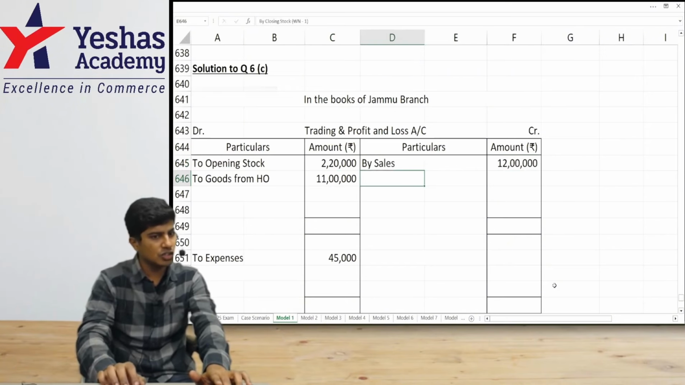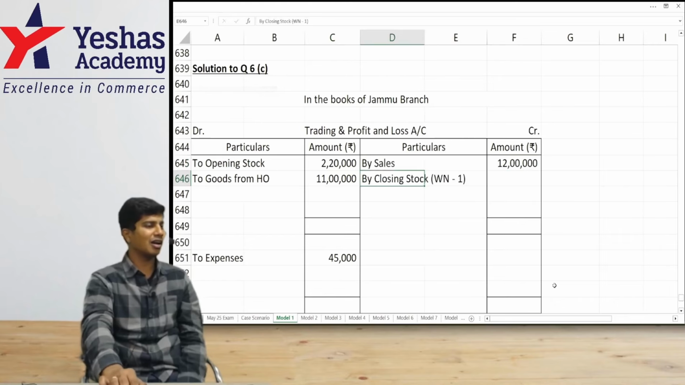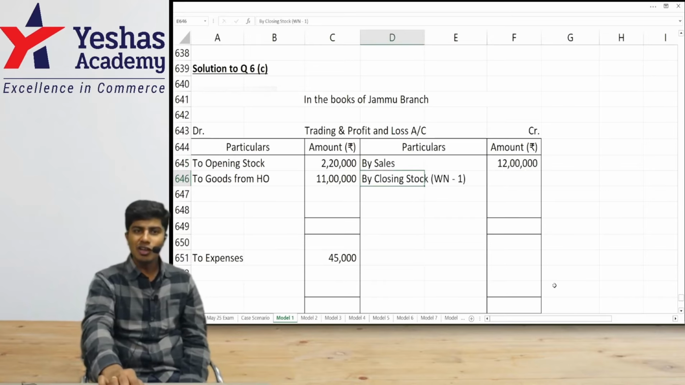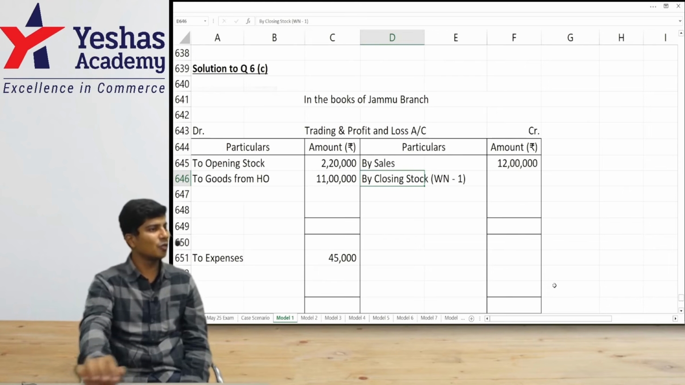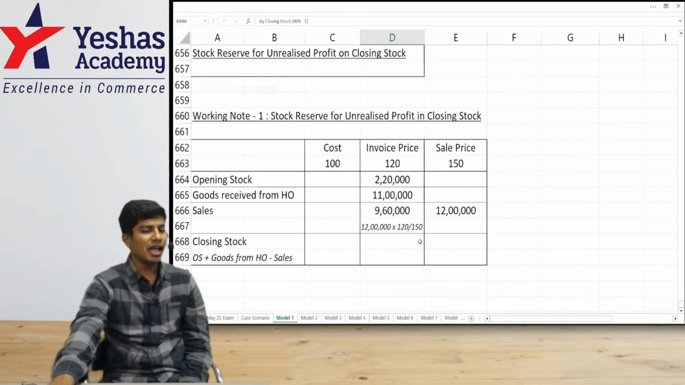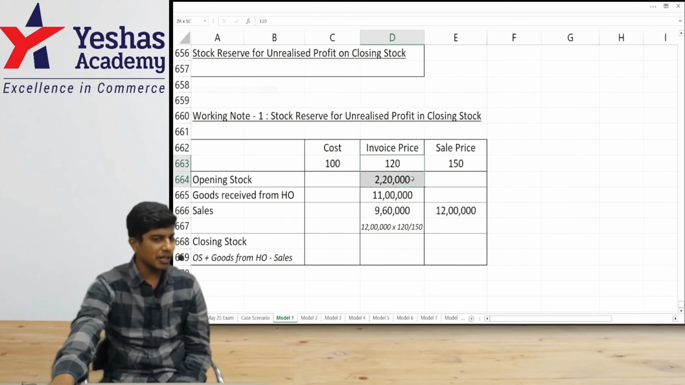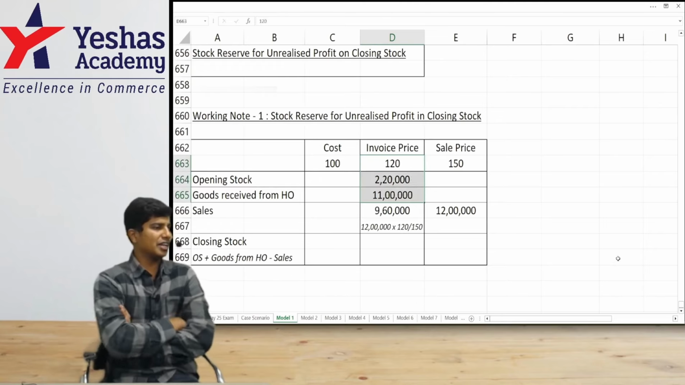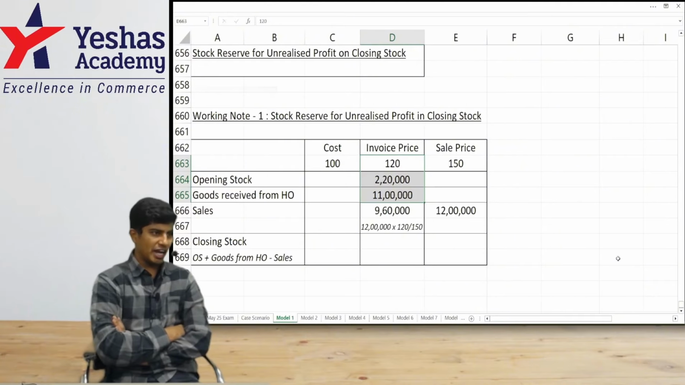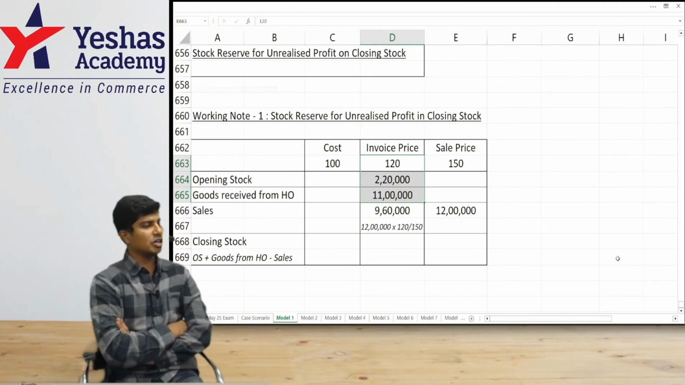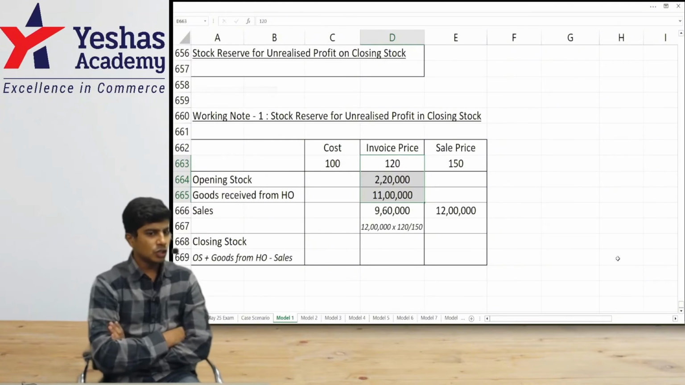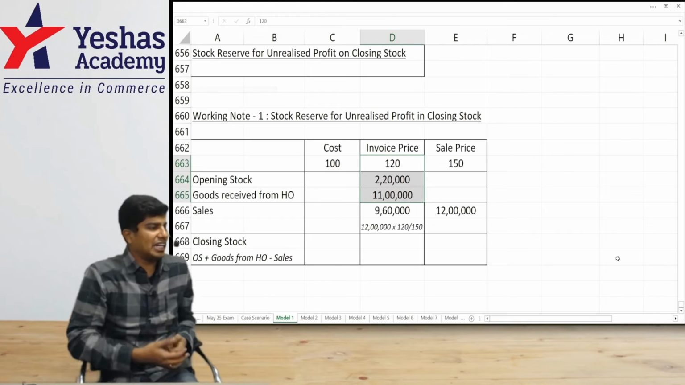I should write closing stock. No, I don't know closing stock. Have I sold everything? No. I should find closing stock. How do I find? Very easy. I know opening stock at invoice price. I know goods received at invoice price. So I had 2 lakh 20,000 worth of inventory at my branch. I received 11 lakh invoice price worth of stock from head office. Together, stock is 13 lakh 20.